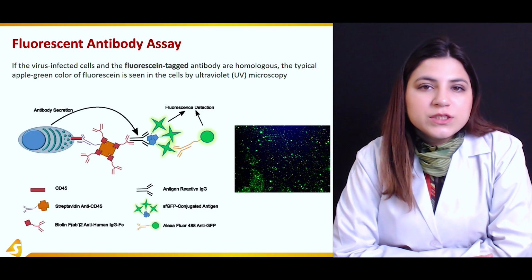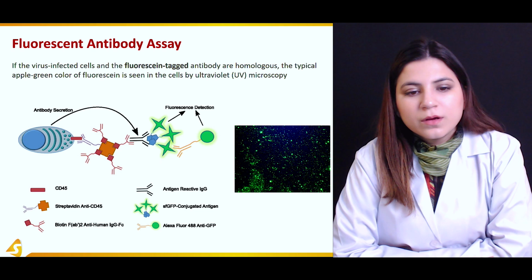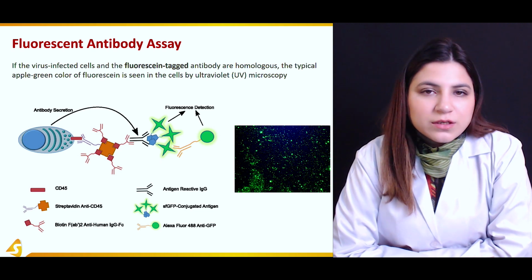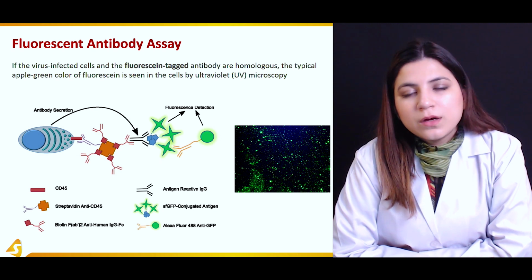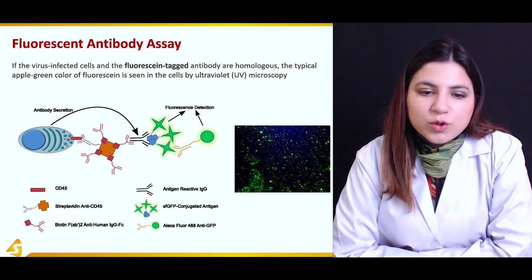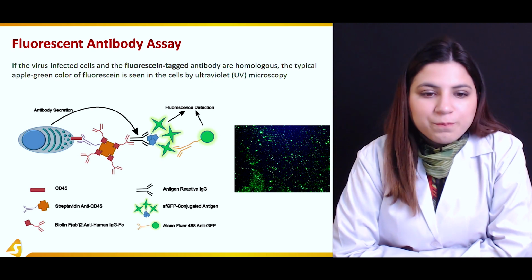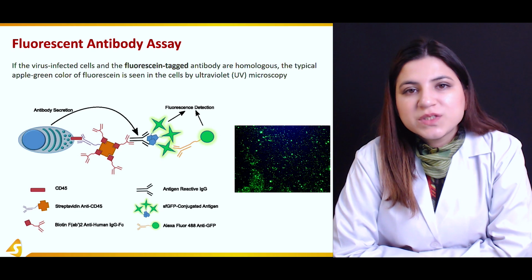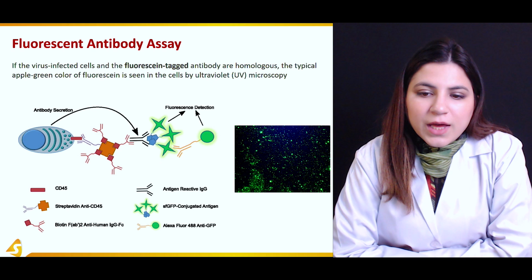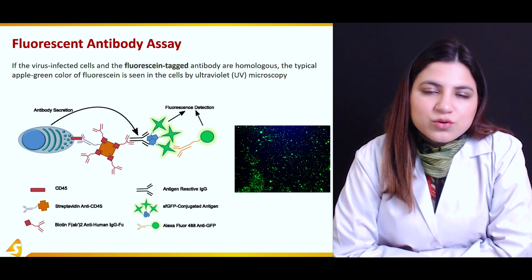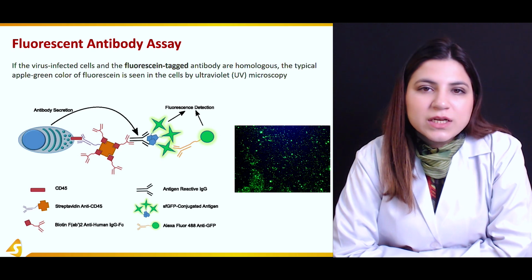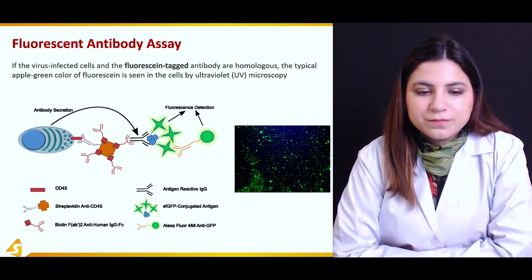Then we have the fluorescent antibody assay. In this, as the name suggests, there is a fluorescent tag that is attached to the antibody, and that antibody is homologous to the virus-infected cell. Then we can see a type of signal, which is usually apple green in color, and we can visualize it through ultraviolet microscopy, and we can see whether or not a cell is infected by a type of virus.